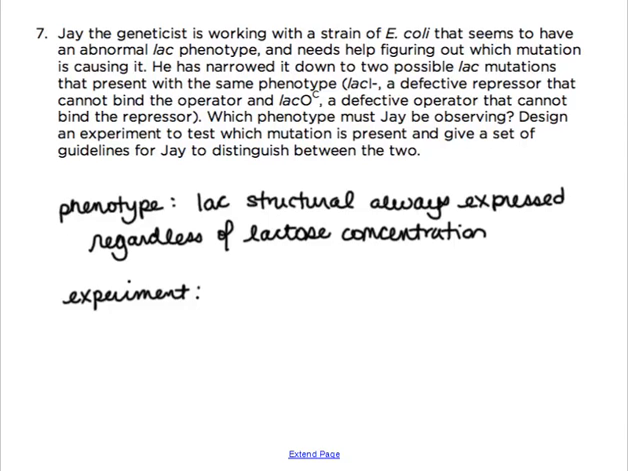So remember that merodiploids can be constructed by adding a second copy of either a full operon or just some of the genomic genes via a plasmid. Okay, so we're going to introduce a plasmid to see if we can figure out which mutation the genomic operon has. Okay, so let's go over the genomic one that we have.